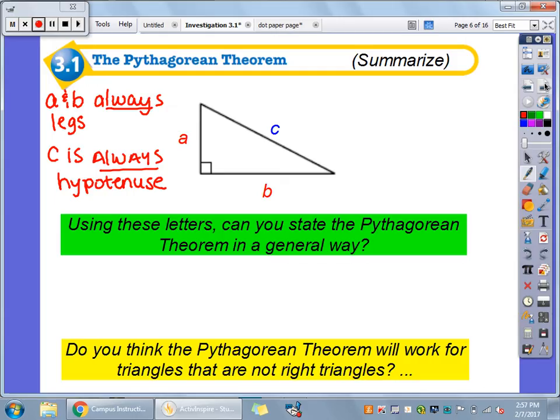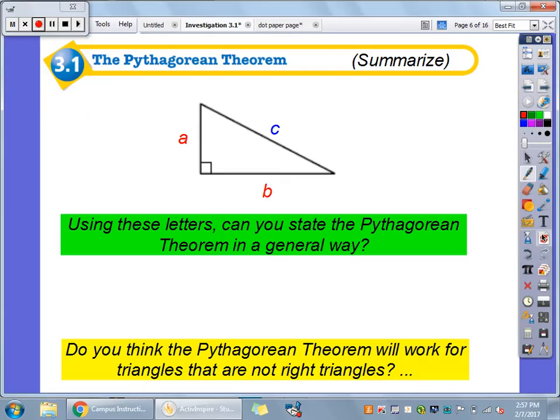Okay? So what we're going to do is we're going to do a little bit of practice right now. I'm going to show you how to use it. So for example, let's say that we know that A is 3 and we know that B is 4. Okay? So if A is 3 and B is 4, all we're going to do is we're just going to plug those into the equation in the correct spot.